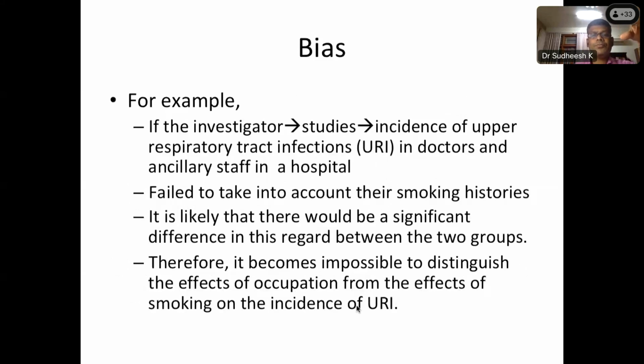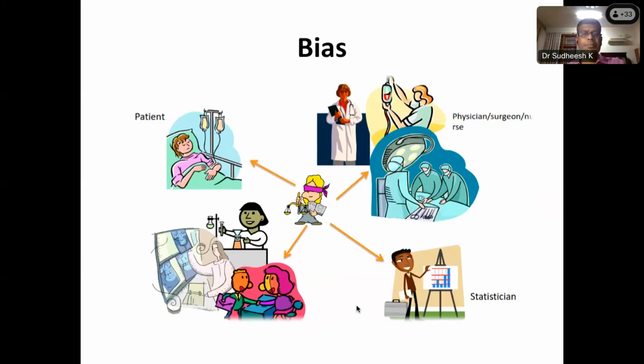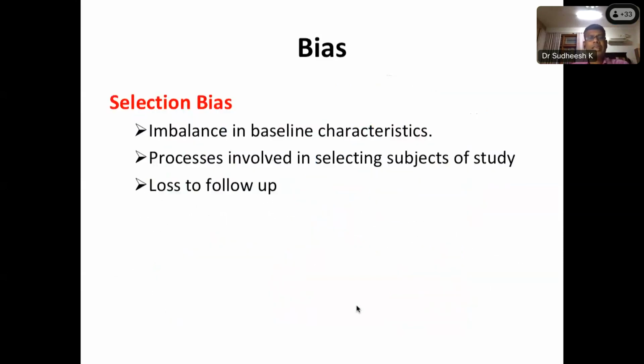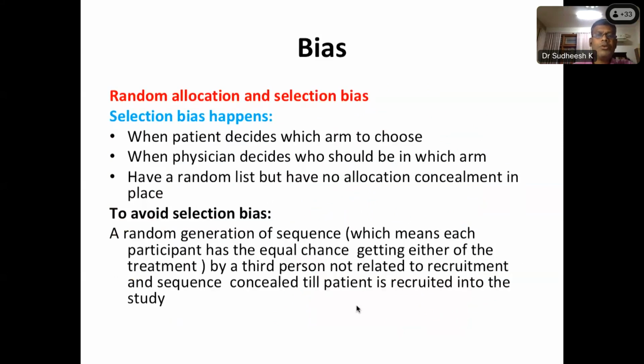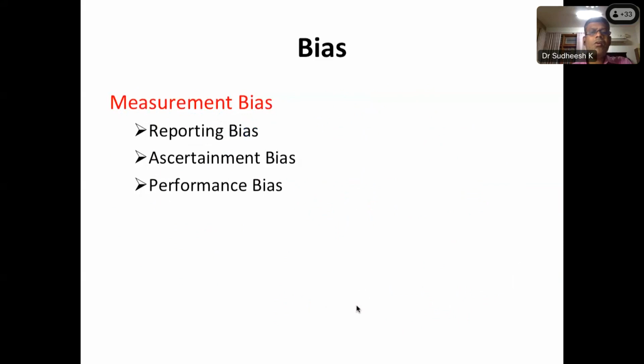It can be by the patient, it can be by the physician, it can be by the statistician, it can be by anybody. So selection bias can result, as I told, and to avoid this bias: use a proper random allocation, and also ensure allocation concealment.